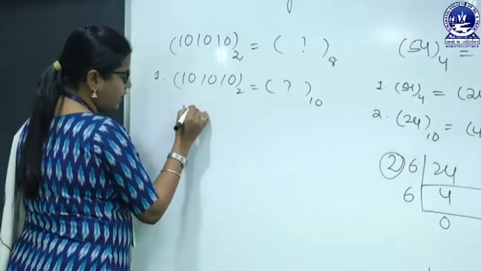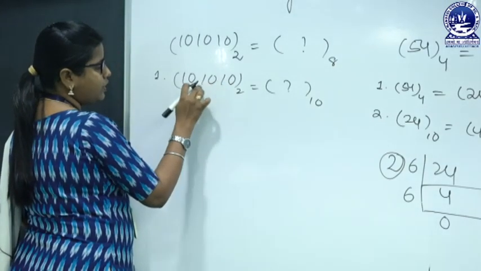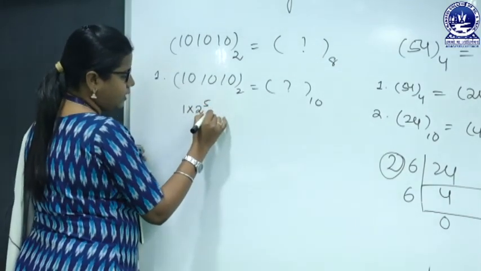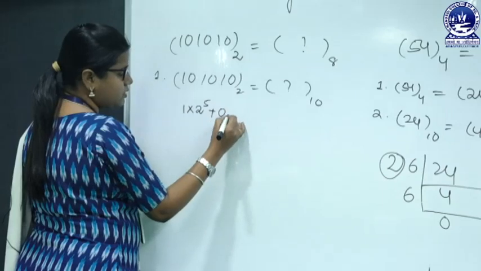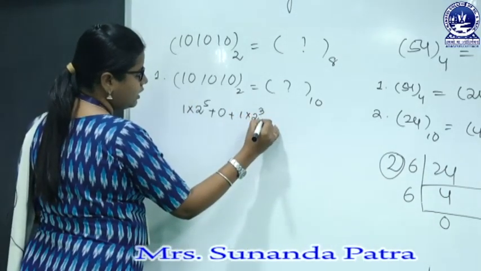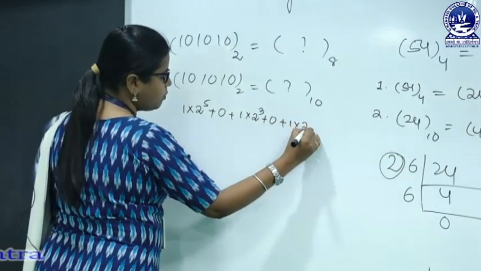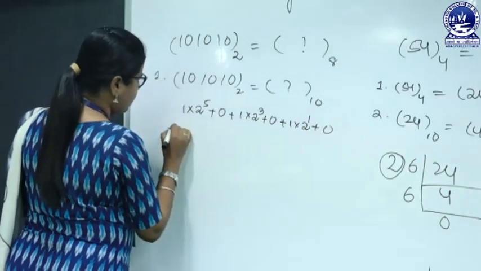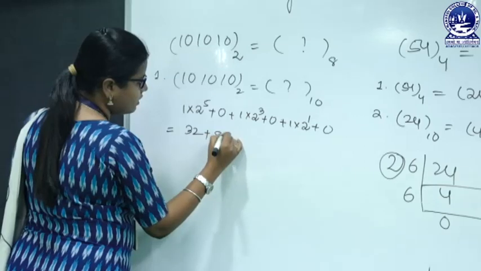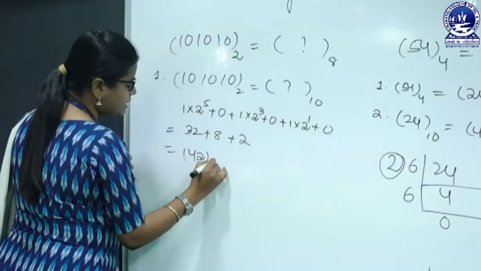So what will be the value? 1 into, this is the column 1, 2, 3, 4, 5, 6, that means the weightage is 5. So 1 into 2 to the power 5 plus 0 into something 0 plus 1 into 2 to the power 3, plus 0 into something 0 plus 1 into 2 to the power 1 plus 0. So this is 32 plus 8 plus 2, which is equivalent to 42 base 10.